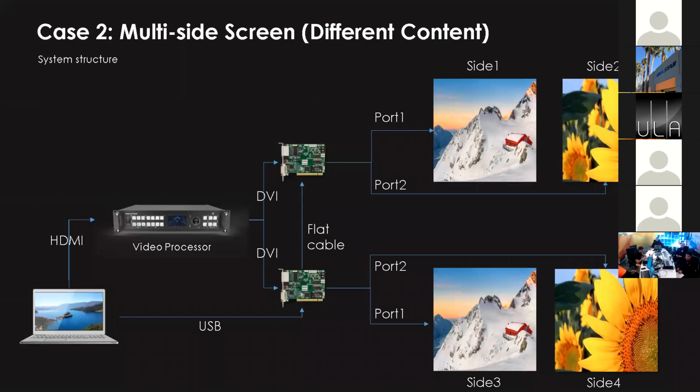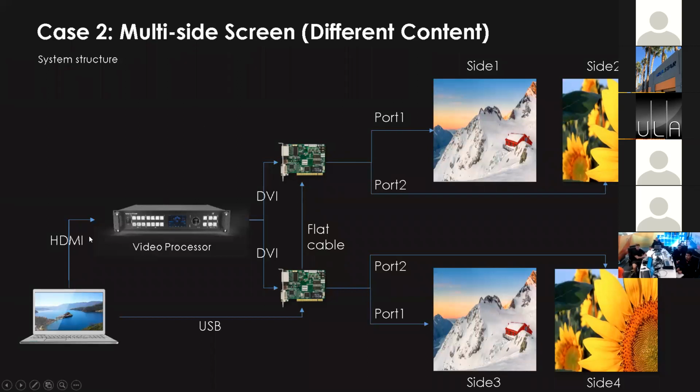And this is the system structure for case 2. We use 2 MSD 300 to load the 4 side screens. Each output port loads one side of the screen. And we use a video processor to provide the same video source for both sending cards.